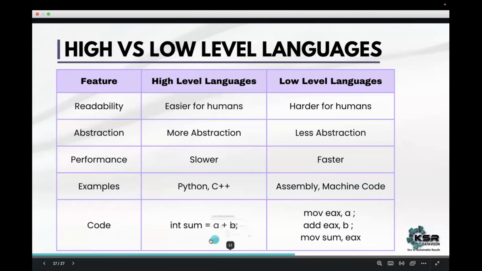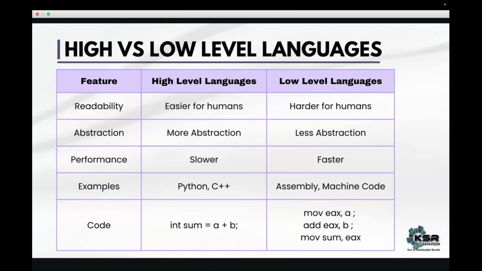So one code example we'll see. You just have to add two numbers, A and B. What you will do is int sum = A + B. But in assembly language, it looks like this: move A to this register, add B to this register, then move the sum to this register, move EAX to the sum register, something like that.